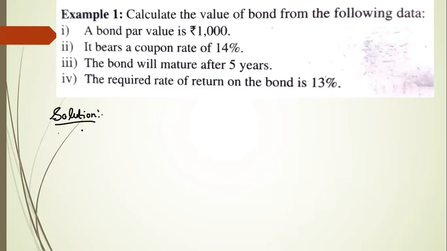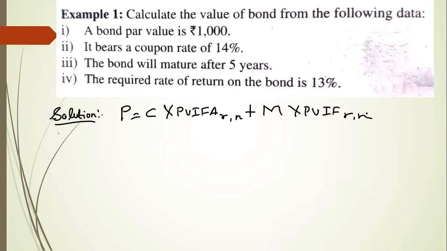Okay, so we are going to use the simplest formula, that is P is equal to C into present value interest factor annuity (R, N) plus M into present value interest factor (R, N). So we have some given data. P we need to calculate, and C is that 14%.